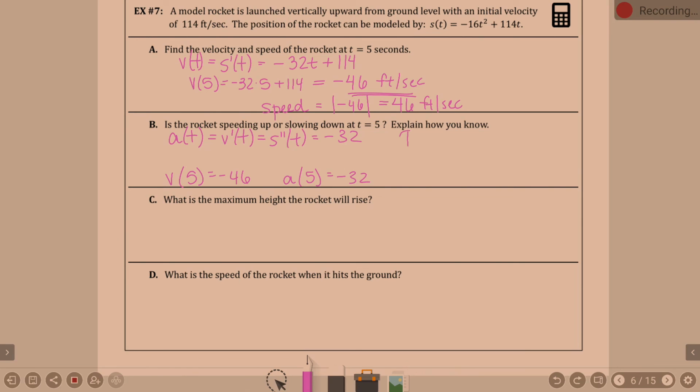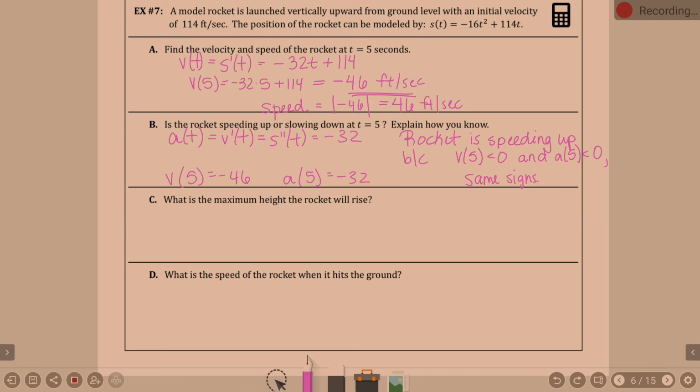My rocket is speeding up. Why do I have to overcomplicate so much? Because I'm going to write this: the velocity at 5 is less than 0, and the acceleration at 5 is less than 0, or in other words, same signs. But the official way to write same signs would be to state that they are both, in this case, less than 0. That's indicating that you understand same signs. I would have had this last year.